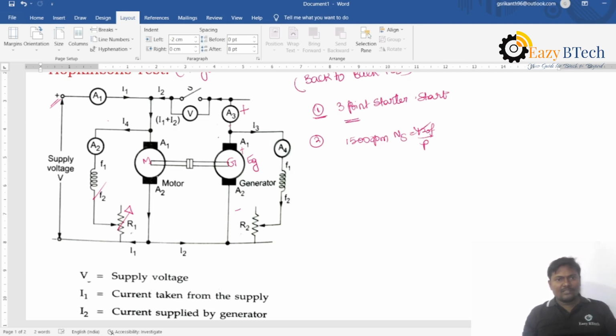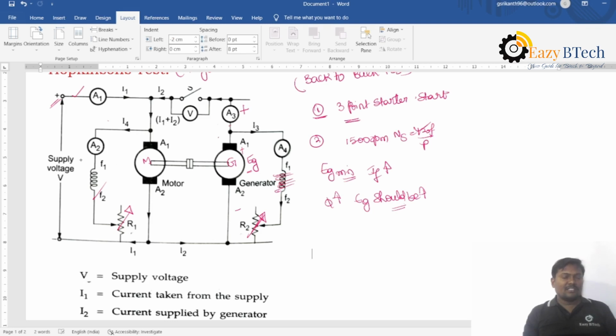Once the motor is rotating at rated speed, the generator is also rotating at rated speed. The generator produces a minimum voltage EG. By varying the field rheostat of the generator, adjust the field current and increase it. When the field current increases, the number of flux lines increases, and EG increases.